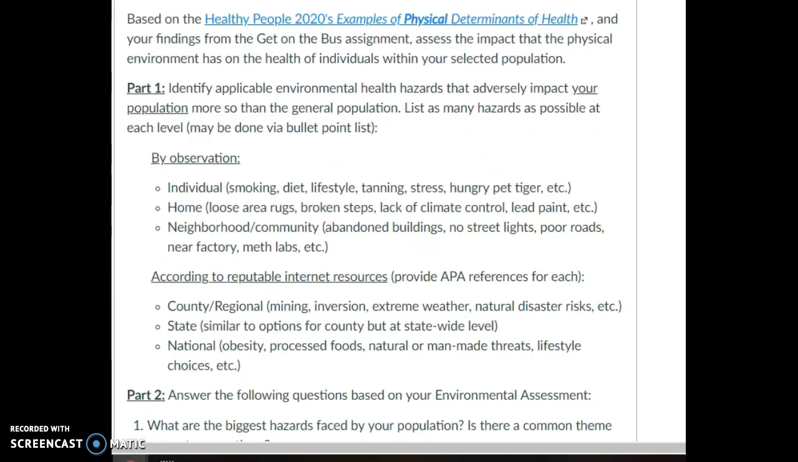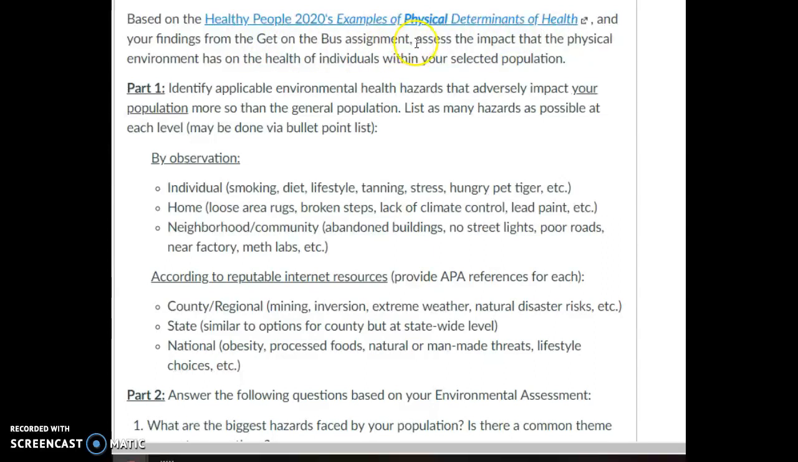Specifically, we're looking at how the environment affects your population that you've chosen for focus this semester. There's a few ways that you can find this information without having to start all over. First, there's a link here for Healthy People 2020's examples of physical determinants of health. There's some information there that could be very helpful, particularly getting the wheels turning as far as thinking through what possible areas to look at, what possible concerns you may want to consider in terms of your population.